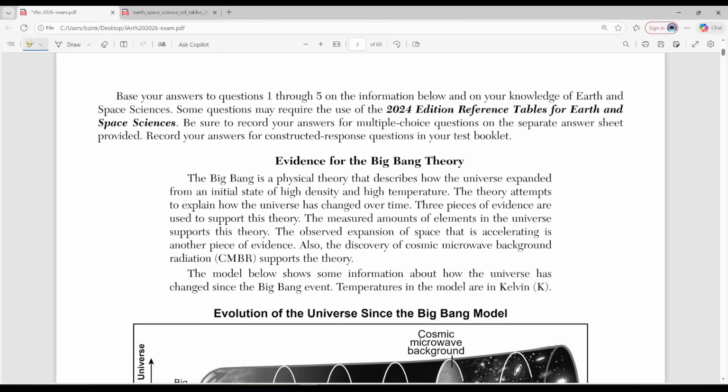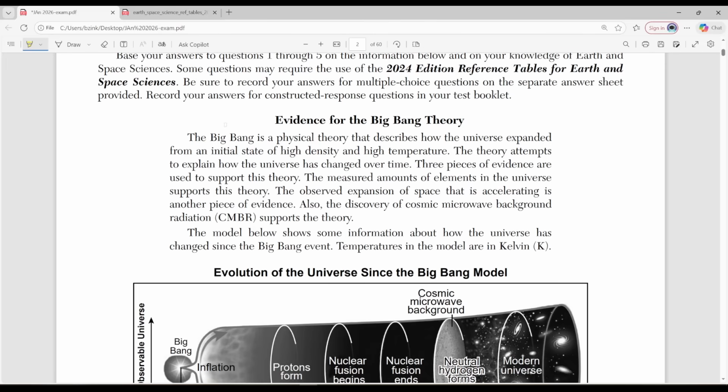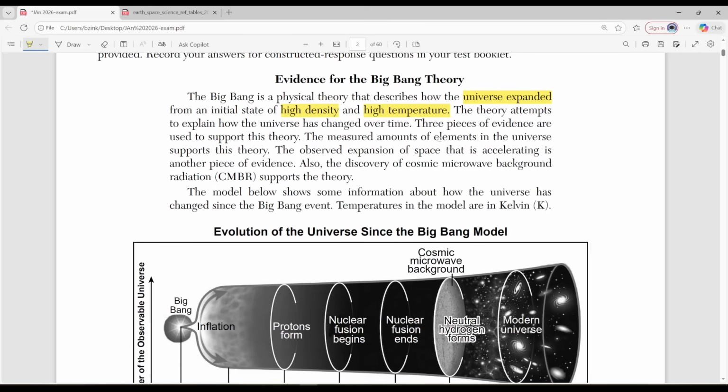All right, it says base your answers to questions 1 through 3 on the information below, and we have our reference table ready to go here. Make sure you have yours. This says evidence for the Big Bang Theory. I'm going to highlight as I go, and you'll see the important things that I think are worth highlighting. I would definitely have a highlighter on these tests. So here we go. The Big Bang is a physical theory that describes how the universe expanded from an initial state of high density and high temperature. The theory attempts to explain how the universe has changed over time.